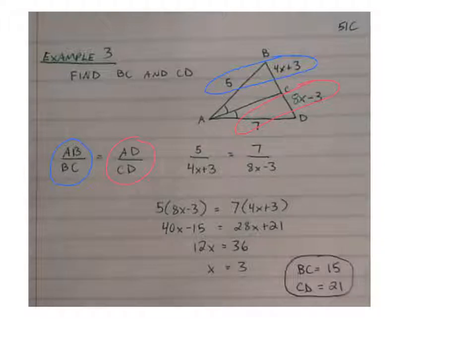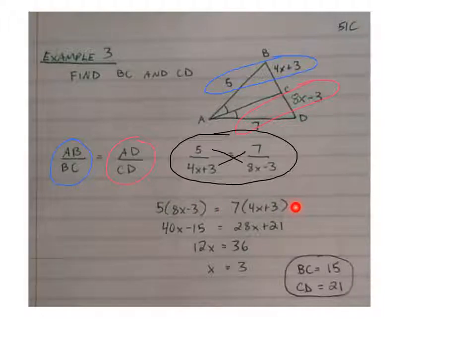And we substitute those values in. 5 goes in for AB, and then 4x plus 3 goes in for BC. 7 goes in for AD, and 8x minus 3 goes in for CD. We now have an equation that we can work at solving by using our cross products property. So our cross product would be 5 times 8x minus 3 is equal to 4x plus 3 times 7. And that's what I've written here.